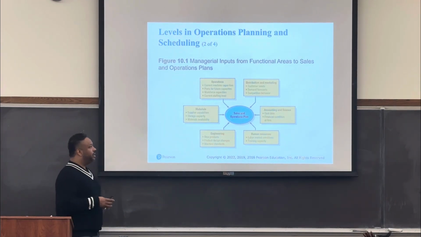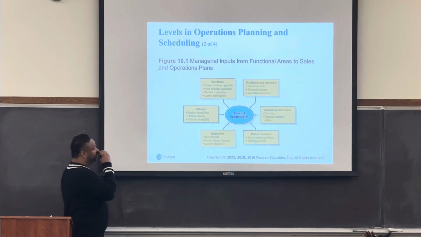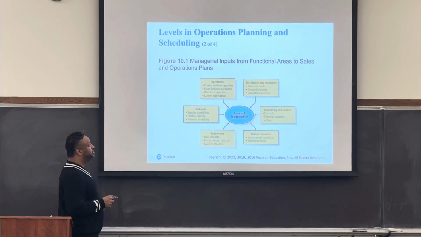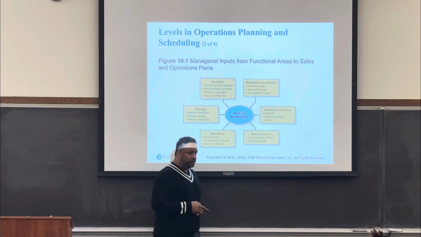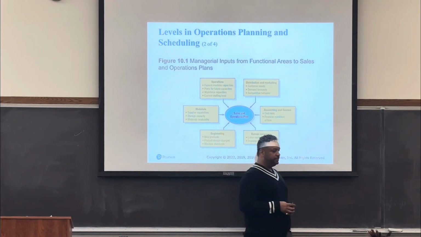All right, diagram here for sales and ops plan. So we say here at the top, we got our operations, right? What is the capacity that our machines can produce? What is our future capacity for some of our plans? What is our capacity for our workforce? How hard can our employees work? What can they actually produce? Are you overworking, overburdening the employees?